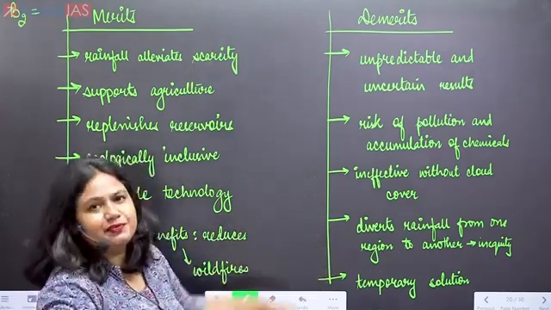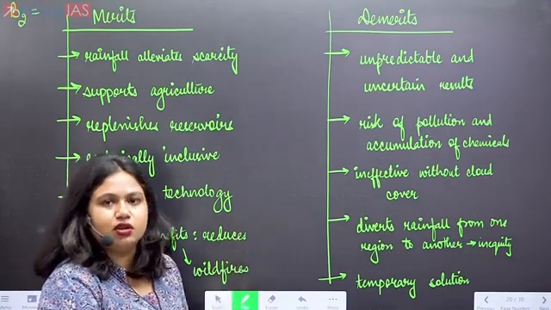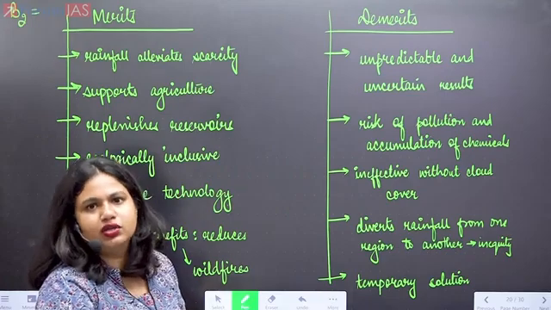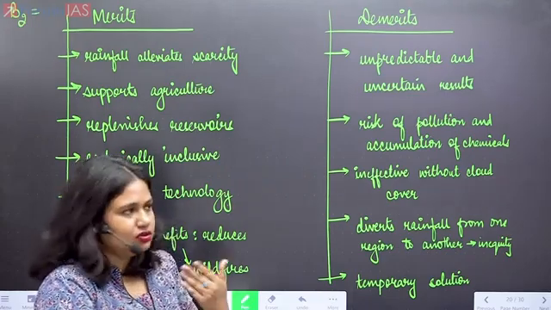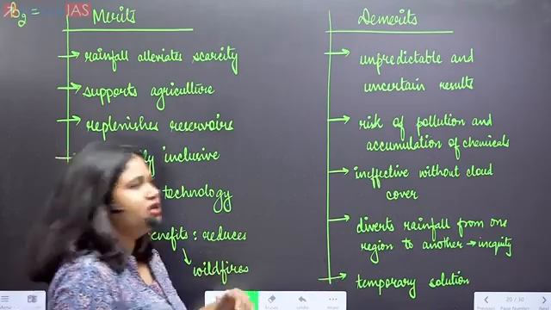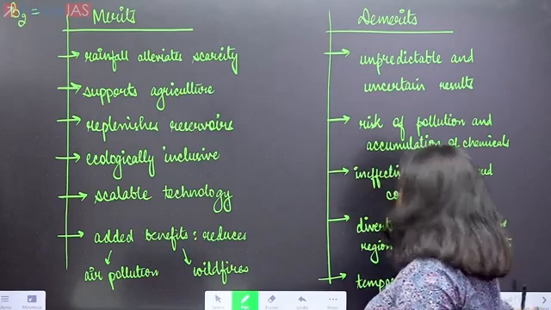Then it is a temporary solution. Just because you're able to create rain in one region does not mean that you're addressing the issues of wastage of water, pollution of water, the year-long scarcity of water. It is only a temporary solution. It will only act as a band-aid for the current scenario, right?